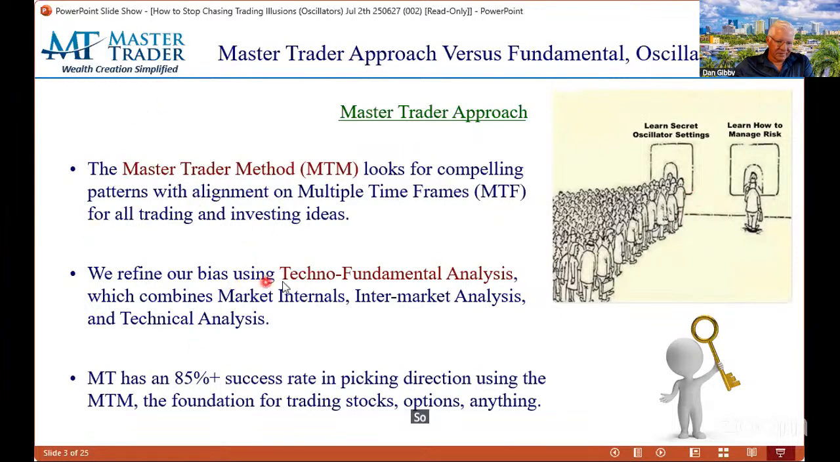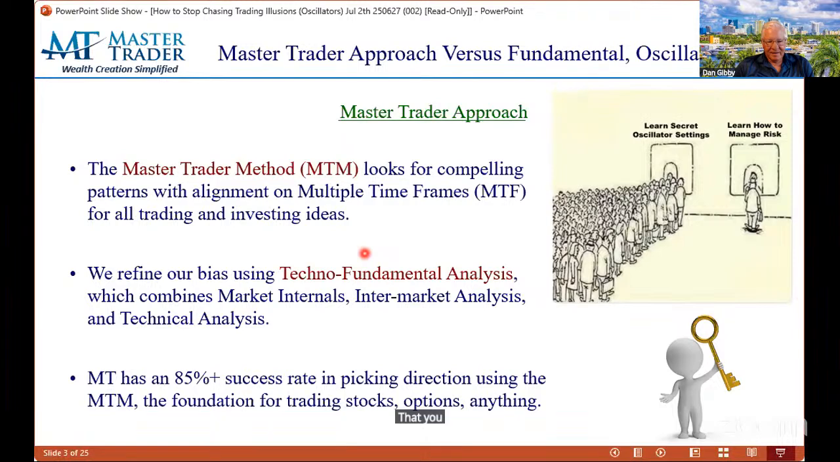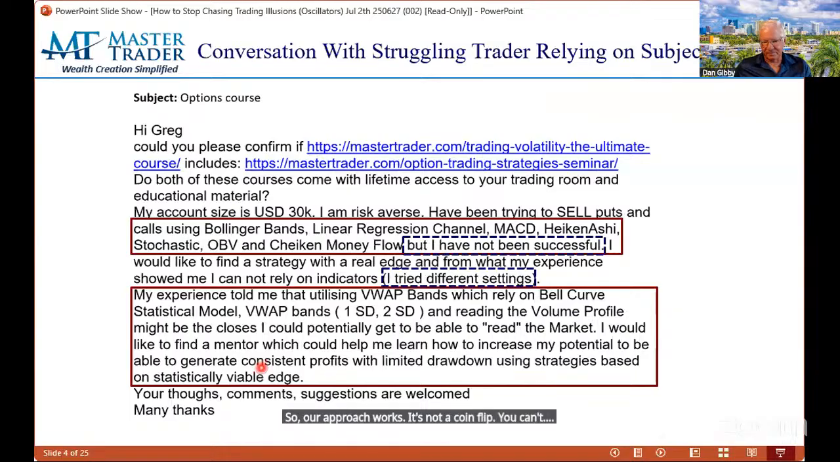So this is just a breakdown of the other slide, really. We have a techno-fundamental approach, which is price action, market internals, intermarket analysis. And for anybody who suggests that technical analysis doesn't work, well, guess what? I learned in my graduate statistics class that the statistically minimum sample is 30. Well, guess what? We've been at this 30 years and we have an 85% success rate. So that's tens of thousands of trades. So our approach works. It's not a coin flip. You can't argue with it.